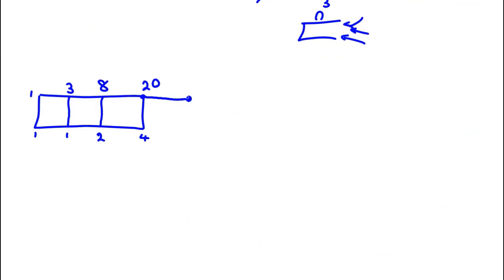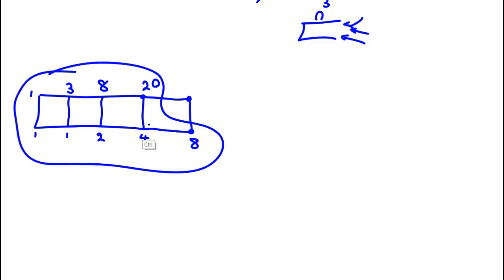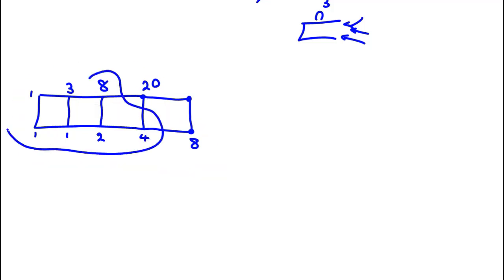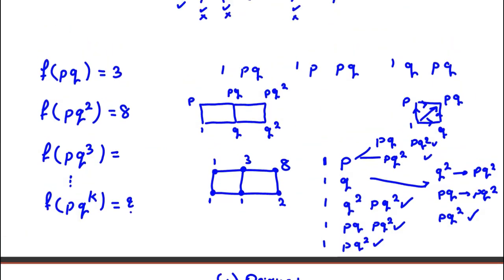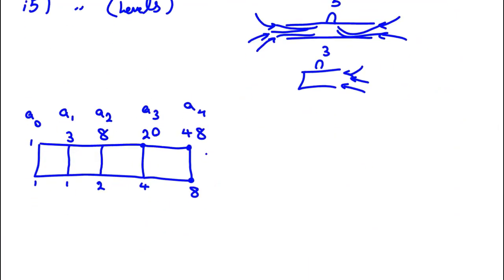If we continue, let's check. Here it is 8 again, because the sum of all these terms equals 8. For this point, we should calculate all of them. So it will be what? We know the sum of this part equals 20, 20, 20, 40, 40 plus 8, 48. So this one is what? Is A4. This one is A3, A2, A1, A0. Okay, A1 is 3. Now I want to find the formula.